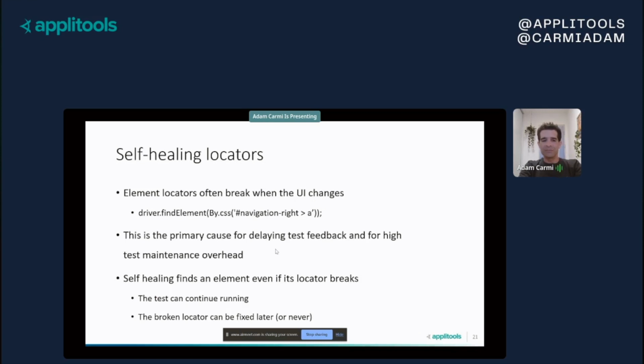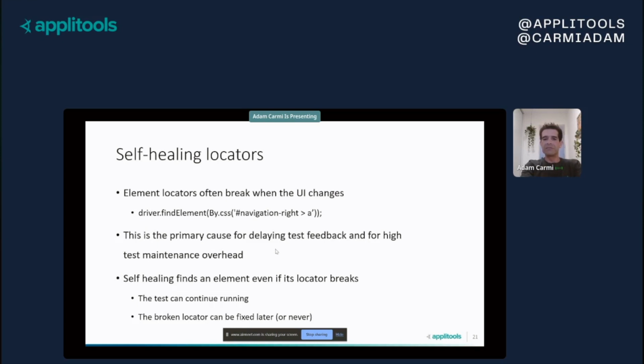So as you know, each step in our test interacts with some UI element, right? We locate elements in order to either interact with them, clicking them or providing input, or to get their properties and assert on these properties. The way that we locate and find the elements that we want to interact with is with element locators, such as the one that you can see here. The ID, we are looking for a link that is a child of an element that has the ID navigation-right.